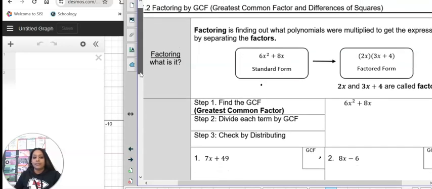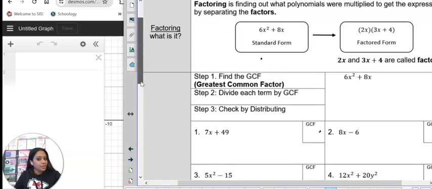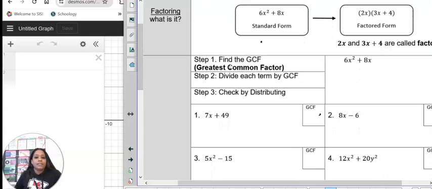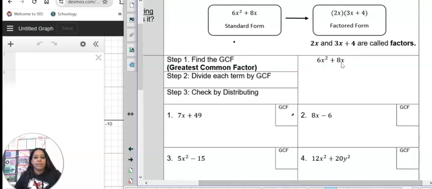So there's different types of factoring. The first one I'm going to show you is how to factor using the GCF. GCF means the greatest common factor. So let's look at this problem right here. Just bear with me. I want to show you the long way, and then we'll figure out maybe if there's an easier way to do it.